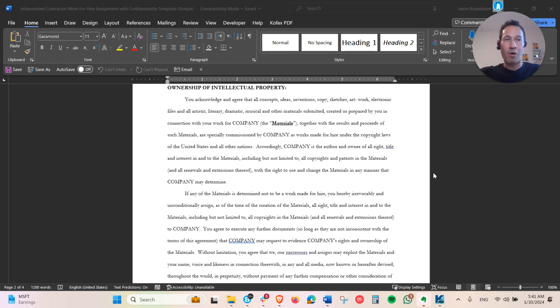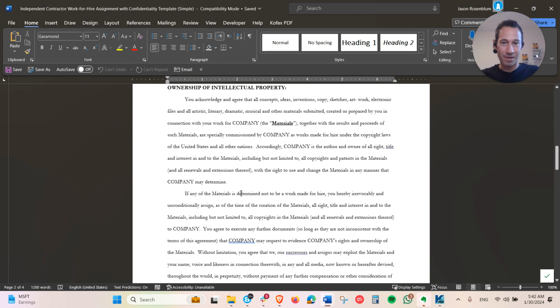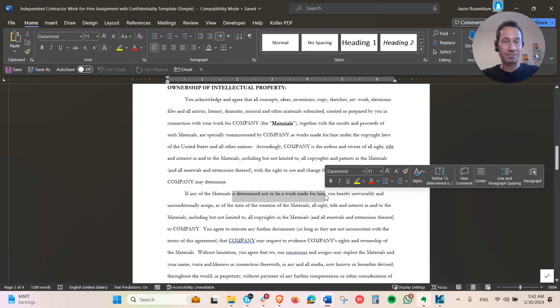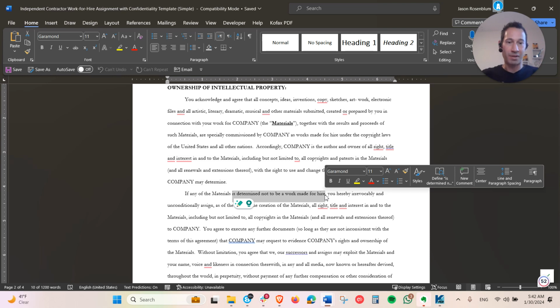However, if it doesn't fall within those specific categories that I mentioned, it will actually be that the author, the contractor, is considered the author. So here, by adding in this language about it, if it's not determined to be a work made for hire, we're saying that as soon as you created it, you had an obligation, a legal binding obligation, to assign that over to the company.